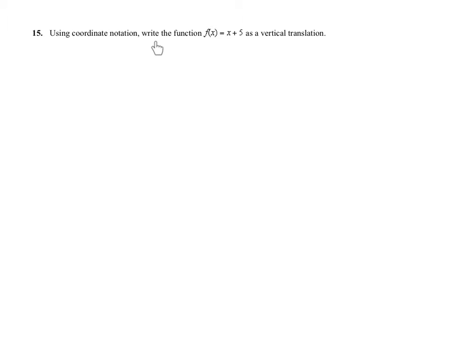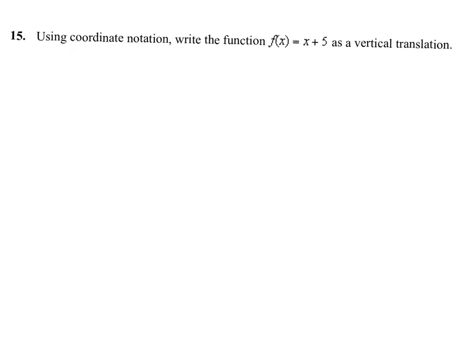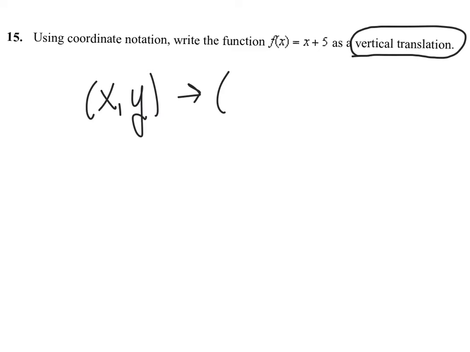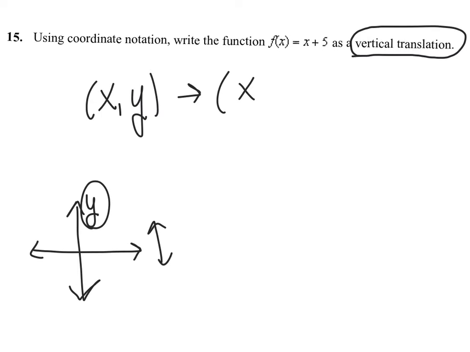Use coordinate notation. Write the function f of x equals x plus 5 as a vertical translation. Remember, coordinate notation is where we'd say (x, y) is going to change to x plus a number or y plus a number. Since this is a vertical translation, our x is going to stay the same. Our x-axis runs left and right, and our y-axis runs up and down. So if we're doing a vertical translation, your y coordinates are going to change, and our x stays the same.